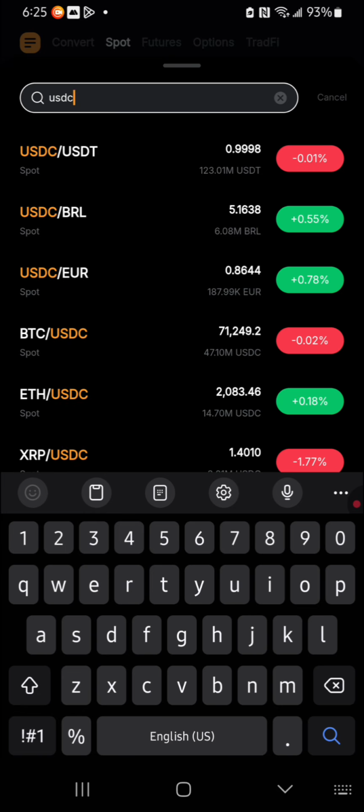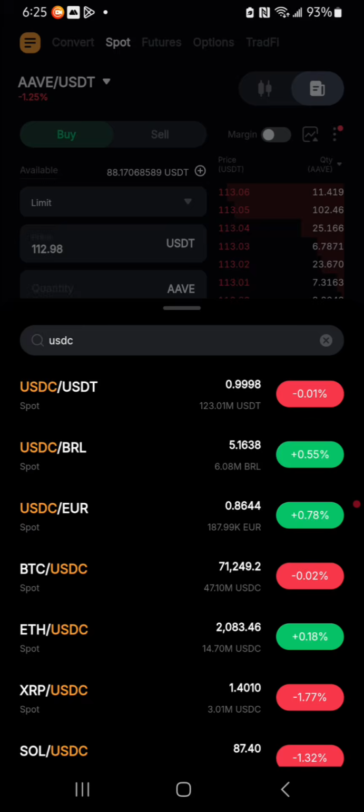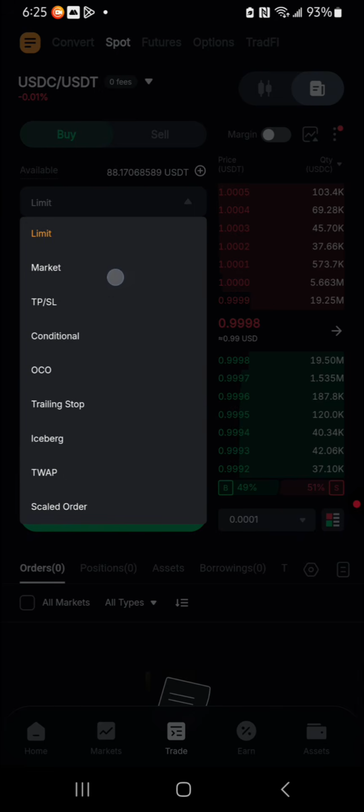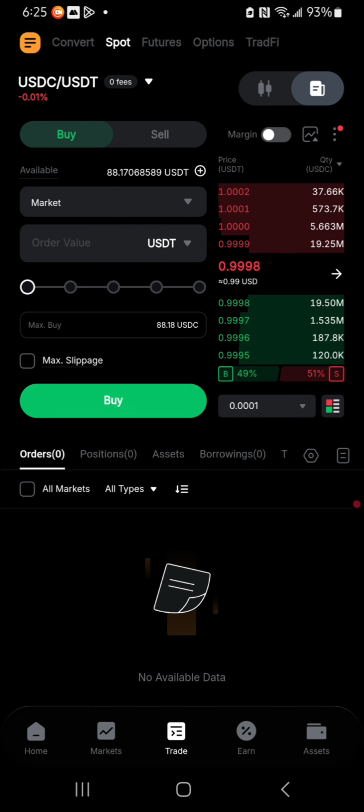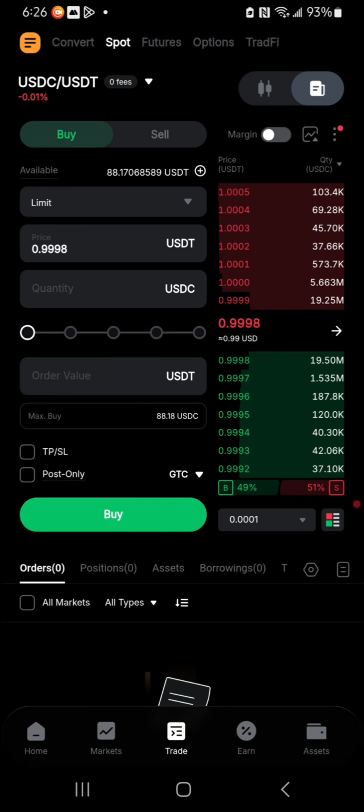USDT. Yeah, this is the one we're looking for, USDC USDT. So that's it, the first result shown right there. And as you can see, it has 0 fees. So no matter how you buy it, either using limit order or market order, you can probably end up paying 0 fee. As a matter of fact, it is 0 fee, so there is nothing to be worried about.